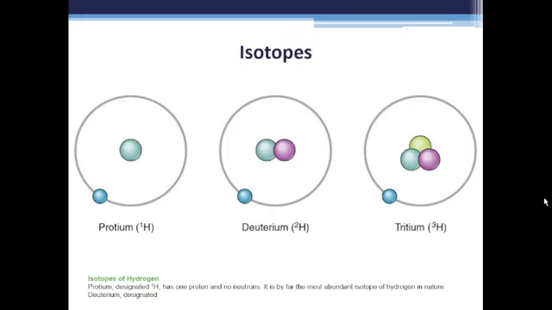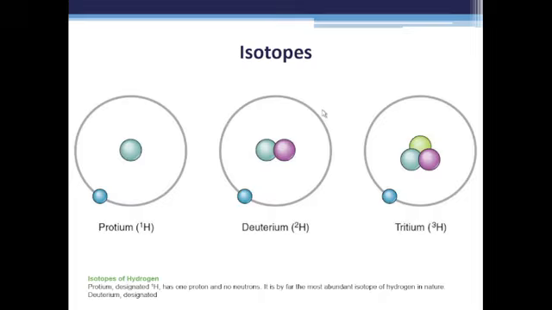Next, we have isotopes. So let's talk about isotopes. All atoms of the same element have the same number of protons, but those atoms can differ in the number of neutrons.